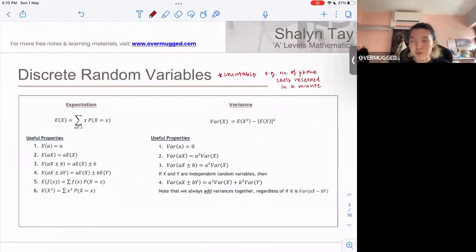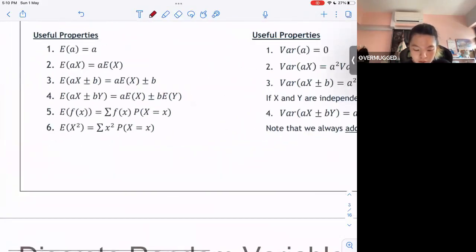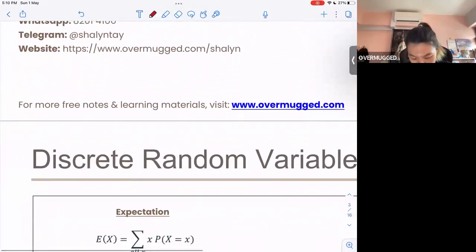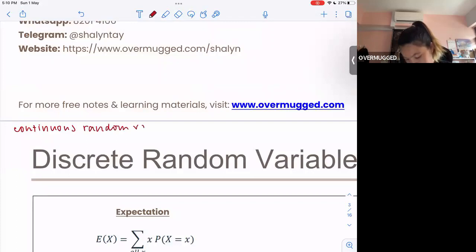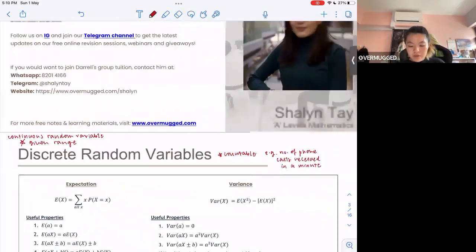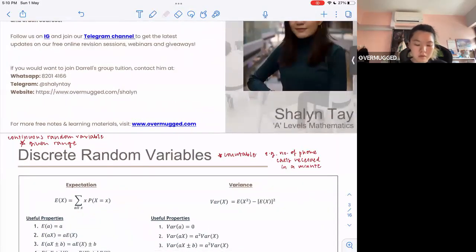not talk about continuous random variables, right? Okay, so what are continuous random variables? I'm just going to write here. Versus, okay, we have continuous random variables. And this is when whatever you are measuring actually happens in a given range, right? So discrete random variable would be countable. Continuous random variable would happen in a given range.